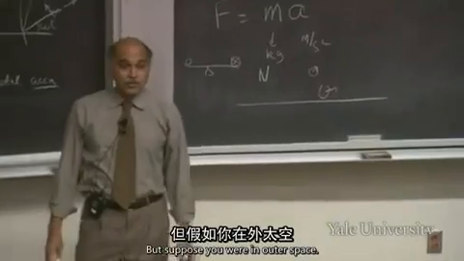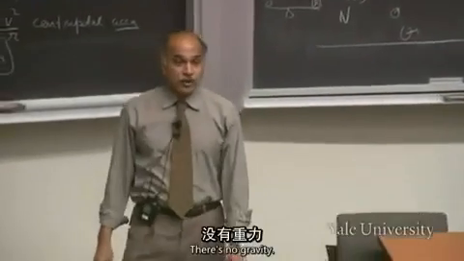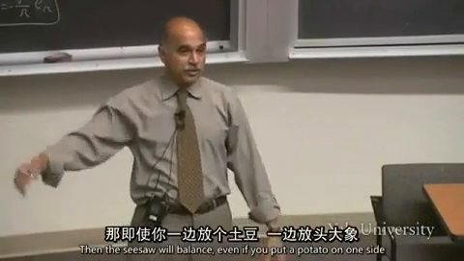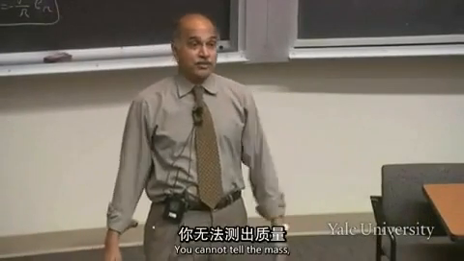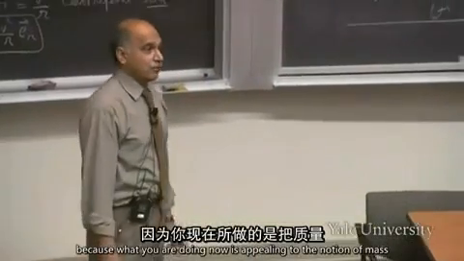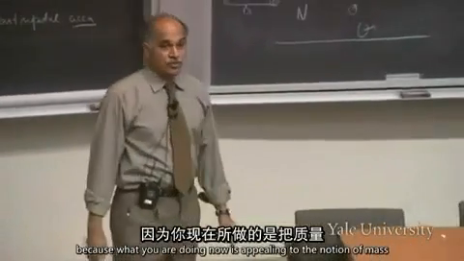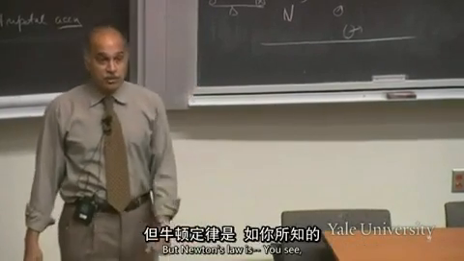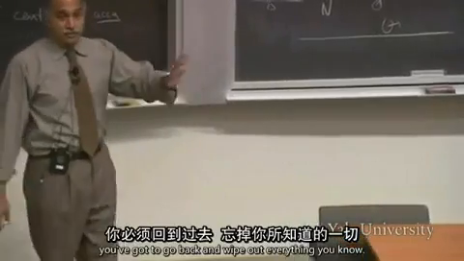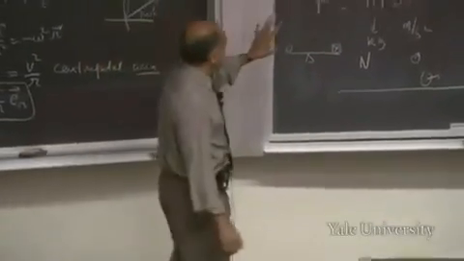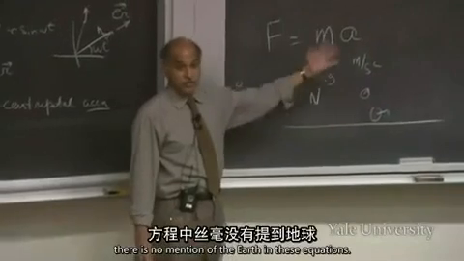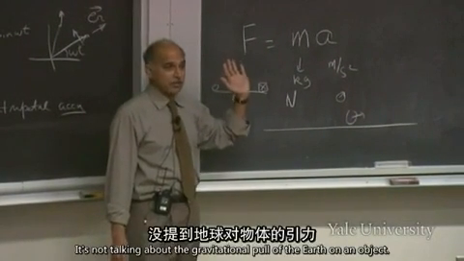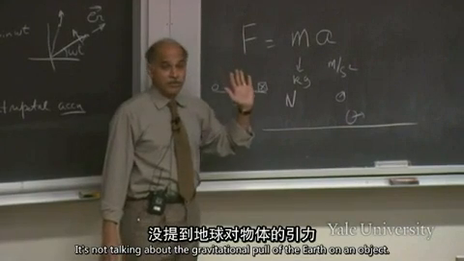But suppose you were in outer space. There's no gravity. Then the seesaw will balance even if you put a potato on one side and an elephant on the other side. You cannot tell the mass. Because what you are doing now is appealing to the notion of mass as something that's related to the pull of the earth on the object. But Newton's laws, you see, you've got to go back and wipe out everything you know. If this is what you have, there is no mention of the earth in these equations. And yet the notion of mass is defined. So it's not talking about the gravitational pull of the earth on an object.